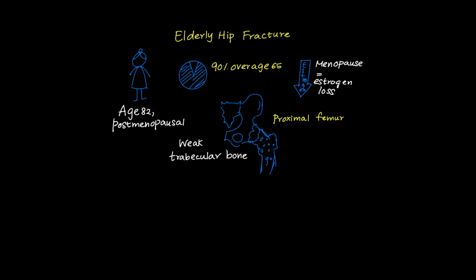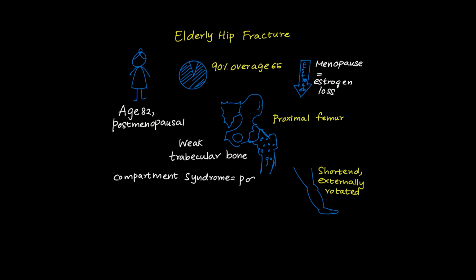Option B is wrong because compartment syndrome does not develop spontaneously during sleep and does not cause leg shortening and external rotation. Compartment syndrome follows trauma or surgery, not a nocturnal fall. Option C is wrong because rheumatoid arthritis mainly affects smaller joints like the hands and feet rather than causing sudden hip fractures from minor falls. Option D is wrong because Paget disease causes bone thickening and enlargement, not the weakness pattern that leads to low-energy hip fractures in this population.